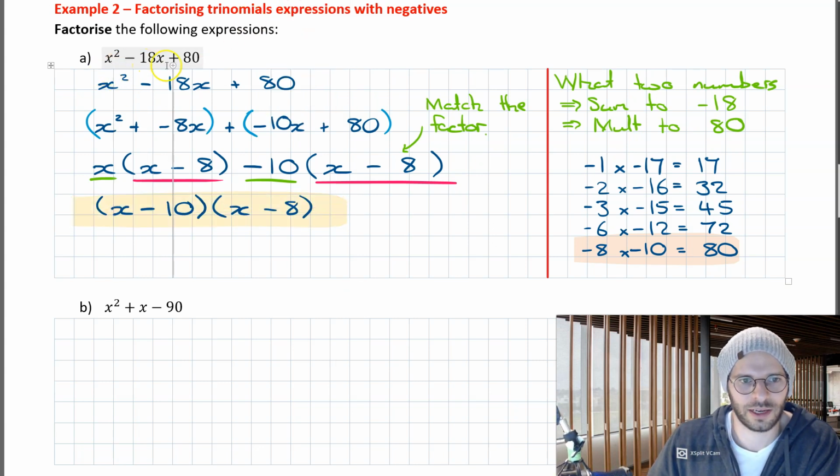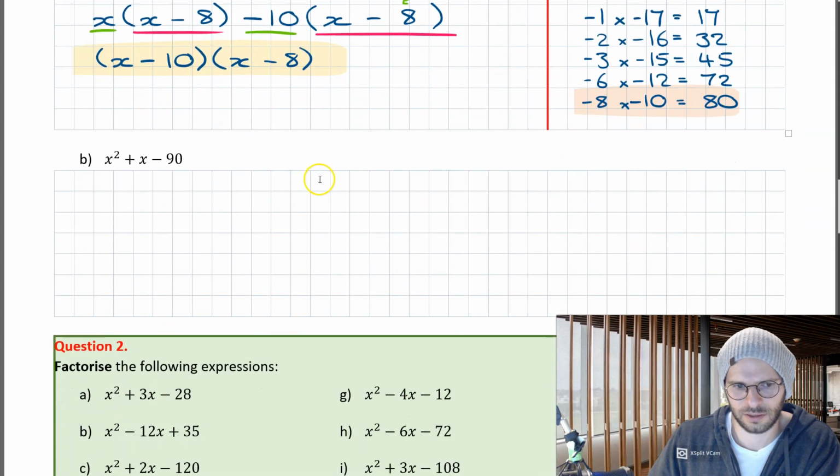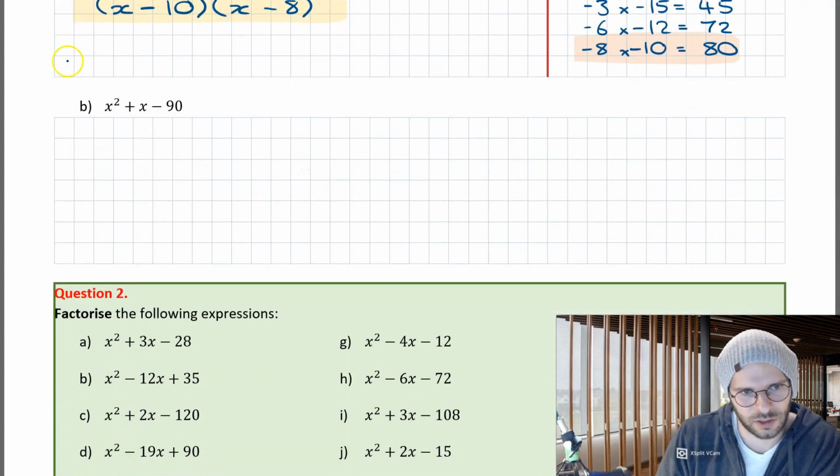Therefore, x squared minus 18x plus 80 can be factorized down to x minus 10, x minus 8, or you can put the factors in the other way. Again, it doesn't matter. Now, one of the things you might have picked up as well is this minus 10 minus 8 could have been brought directly from these two numbers here. This step over here and this step over here aren't necessarily needed. You can go straight from there to there if you want, but I do recommend going through the full process for now.